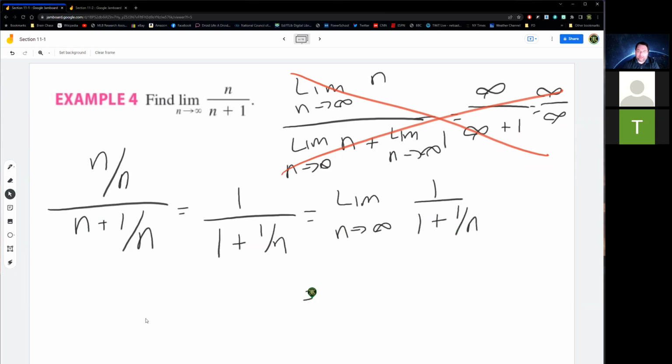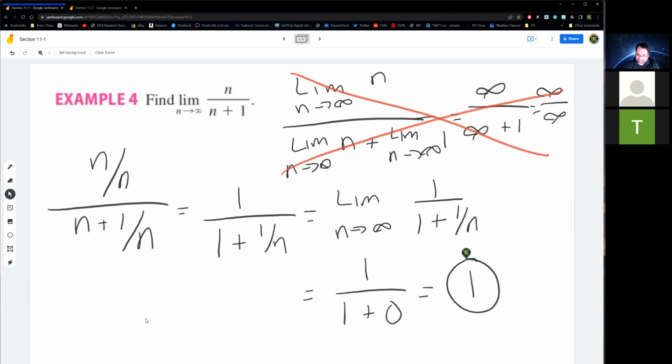I now can do it because the top is going to stay 1, because the limit as n goes to infinity of 1 is 1. I'm going to have a 1 there. And what's 1 over n as it goes to infinity? It's going to get closer to 0. That's going to go to 0, exactly. So now my limit is 1.